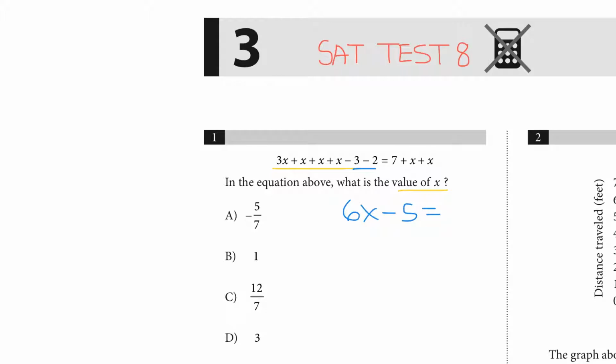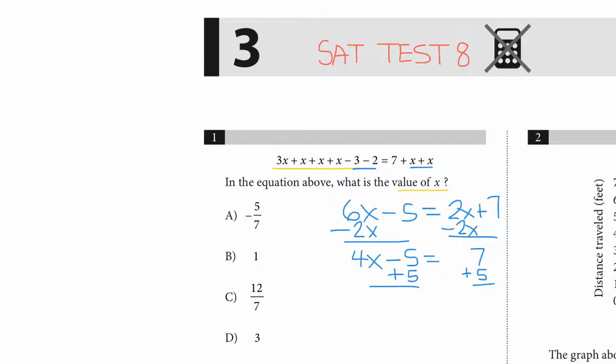And that's equal to x plus x, that's 2x, plus 7. And so all you need to do is subtract 2x on both sides. And you're going to have that 4x minus 5 is equal to 7. And then add 5 to both sides so that you can have the x's by themselves on the left-hand side. And so we have that 4x is equal to 12. And if you divide by 4 on both sides, x is equal to 12 divided by 4, which is 3.